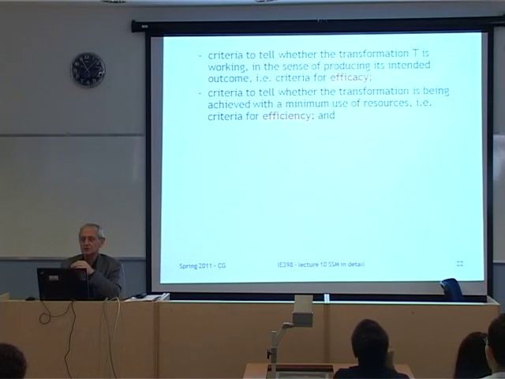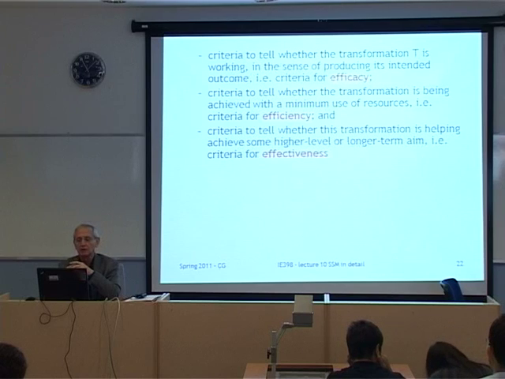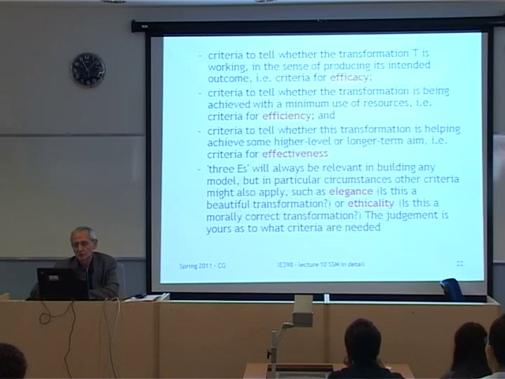Criteria to tell whether the transformation is being achieved with minimum use of resources. This is the criteria for efficiency. And finally, the criteria to tell whether this transformation is helping achieve some higher level or longer term aim. Is it serving our longer term aims or objectives? That's, of course, what we mean by effectiveness. The 3 E's will always be relevant in building any model, but in particular circumstances, other criteria might also apply. Now, in addition to these 3 E's, we could also consider 2 more E's.